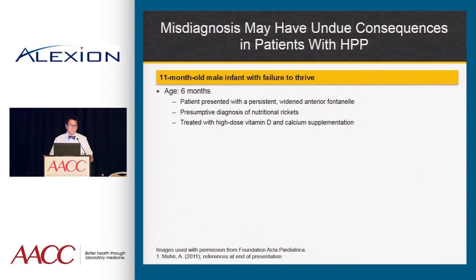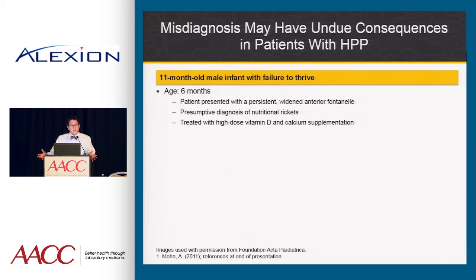So here's an 11-month-old male who presented with failure to thrive. At age 6 months, the patient presented with a persistent widened anterior fontanelle. It's tricky making the diagnosis of craniosynostosis because although the sutures are actually fused, the bone is so weak they still feel open, so it can be very difficult to make that diagnosis. The baby was given the presumptive diagnosis of nutritional rickets, which we've seen a surge in, and was treated with high-dose vitamin D and calcium supplementation.